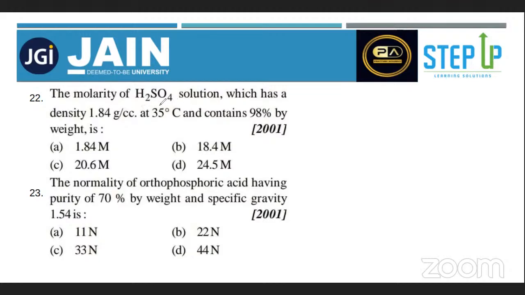Let's see. The molarity of an H2SO4 solution which has this much density and contains 98% by weight is how much? Now what they're saying is that 100 gram of solution contains basically 98 gram of H2SO4. That's what it means. So what I can write here is that this is the density. For the solution, density is equal to mass by volume, so volume can be written as mass upon density.